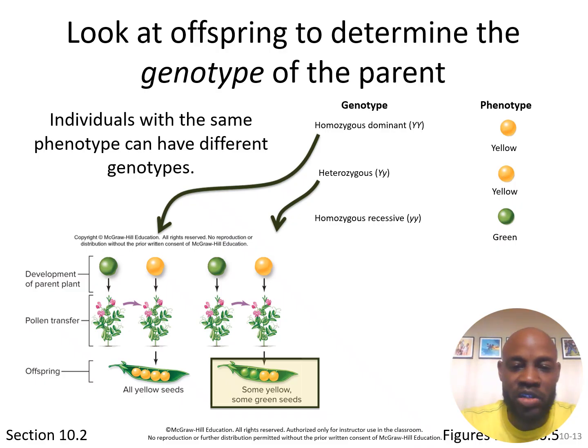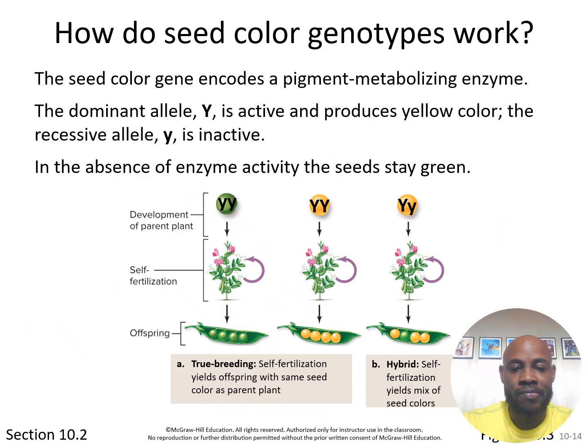And so we looked at the offspring to determine the genotype of the parent. Based on what we get, we can also determine what the parent must have been, because the parent can only give one allele. Right? And so that's just talking more about that.